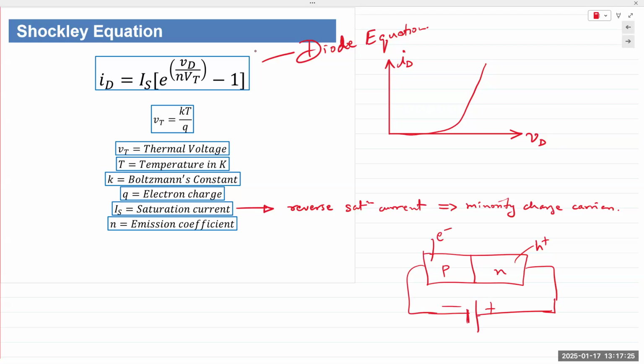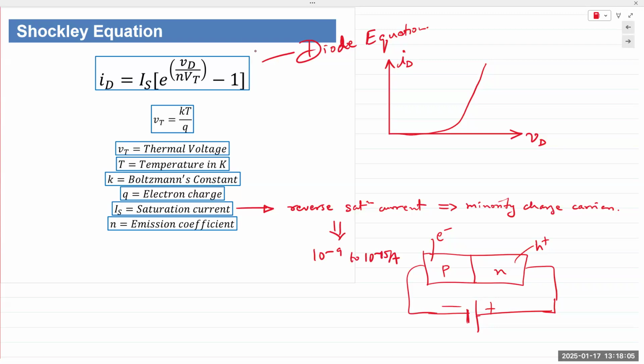So the majority carriers are pulled away from the junction, so the depletion region increases. But the minority carriers on both sides are repelled by the external voltage, so they are moving towards each other in the junction. So a current starts flowing because of these minority carriers. And that current is very small in value because the numbers of minority carriers are very small. It is typically on the order of 10 raised to minus 9 to 10 raised to minus 15 amps. Nanoamps, picoamps, and femtoamps, very, very small.